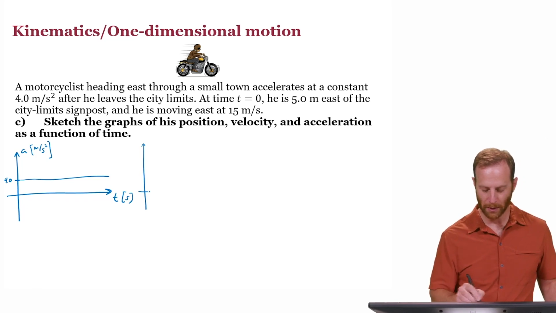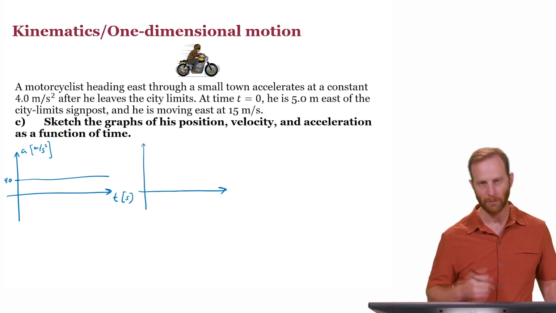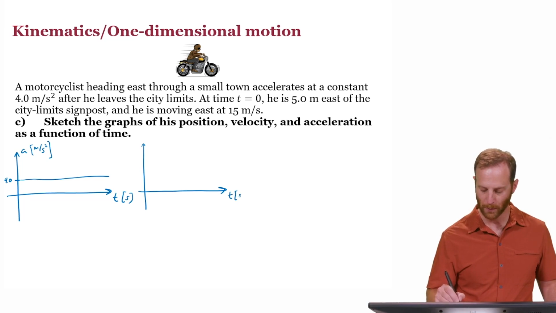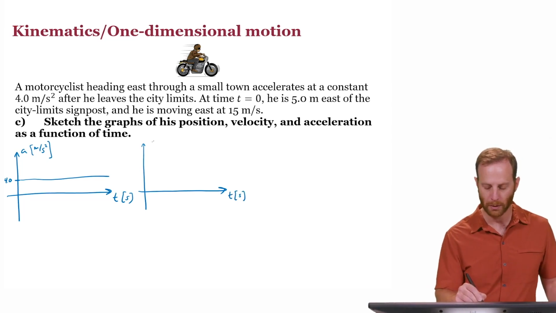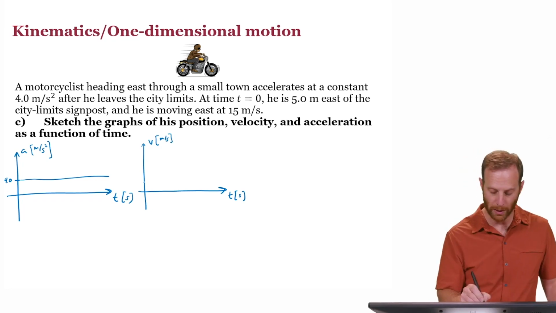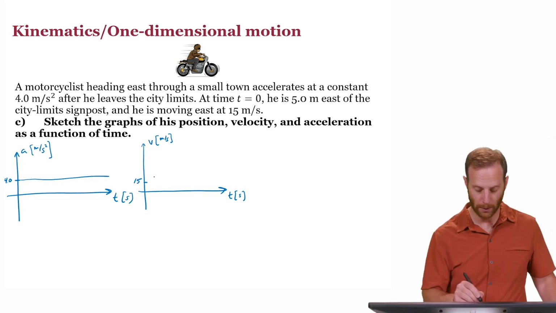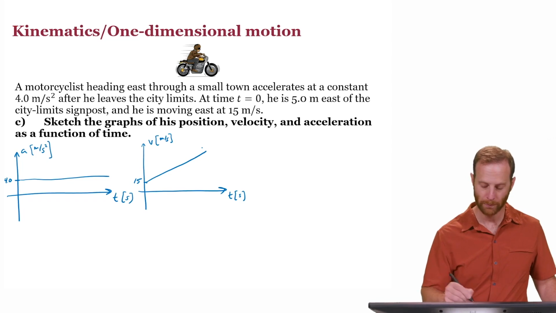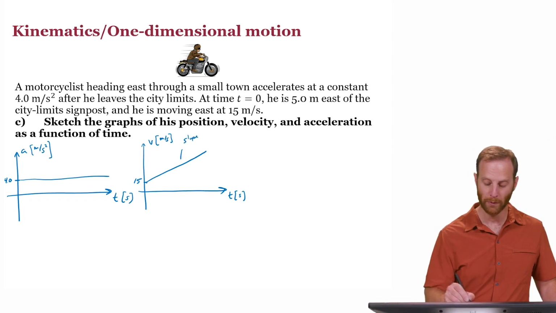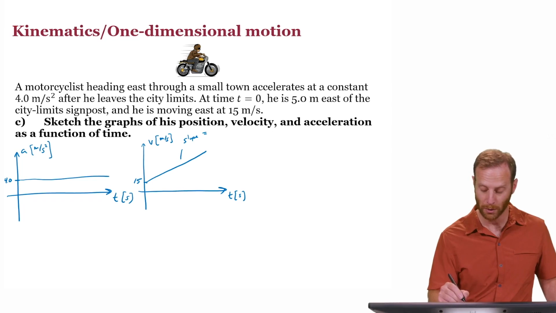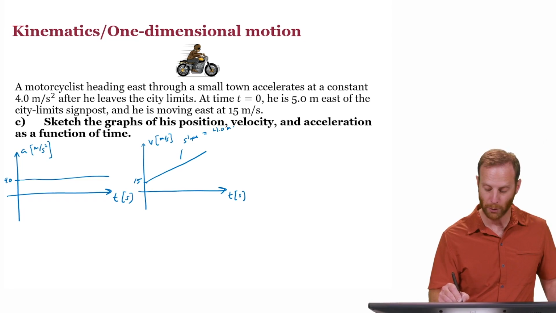The velocity, on the other hand, is changing. It starts off with some value and it gets bigger. So time on the horizontal axis and velocity in meters per second on the vertical axis. We know it begins at 15 meters per second and it steadily increases linearly, something like this. Remember that the slope of the velocity graph is the acceleration. In other words, this is increasing at a rate of 4 meters per second each second, or 4 meters per second squared.